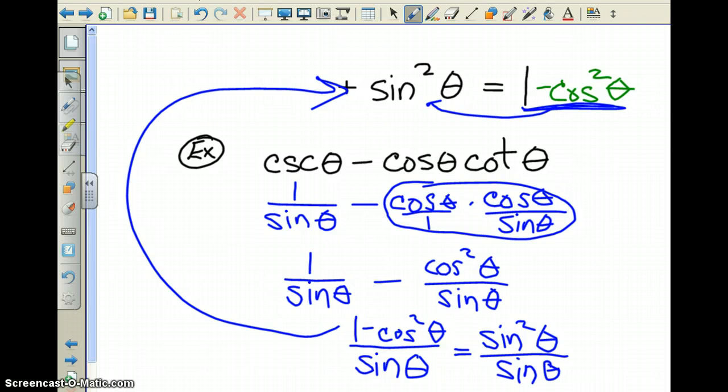And then, look how nice this is. The sine on the bottom cancels out one of those two sines on the top. So that entire expression we started with, cosecant minus cos times cot, is the same thing as doing just sine theta.